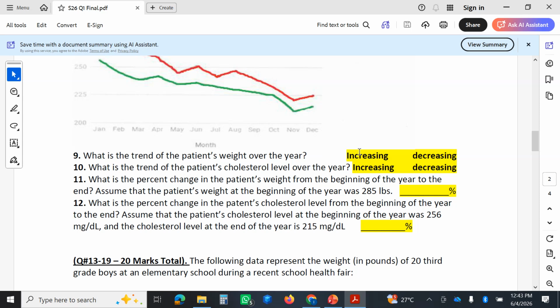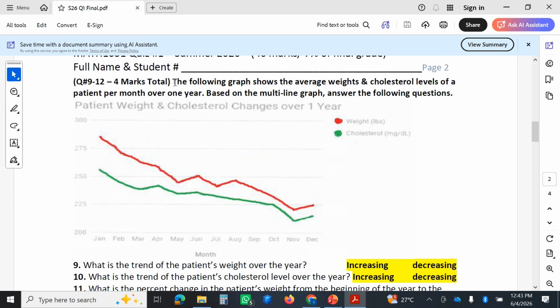What is the trend? Increasing, decreasing. Just asking you to circle. Okay, asking you there for the percentages. That's what you're looking for. So that one there is worth 4 marks. Okay, right there.